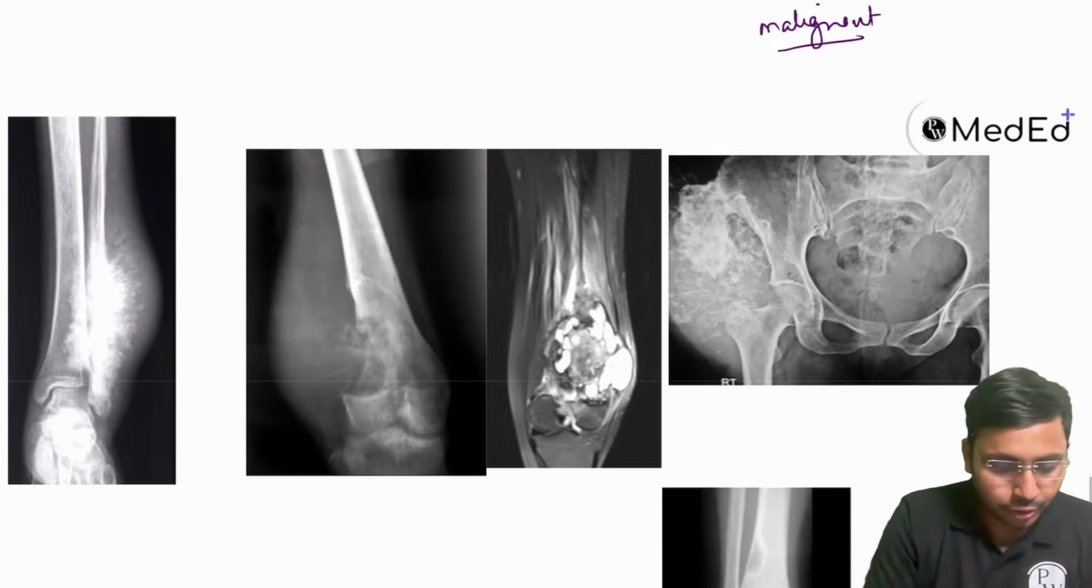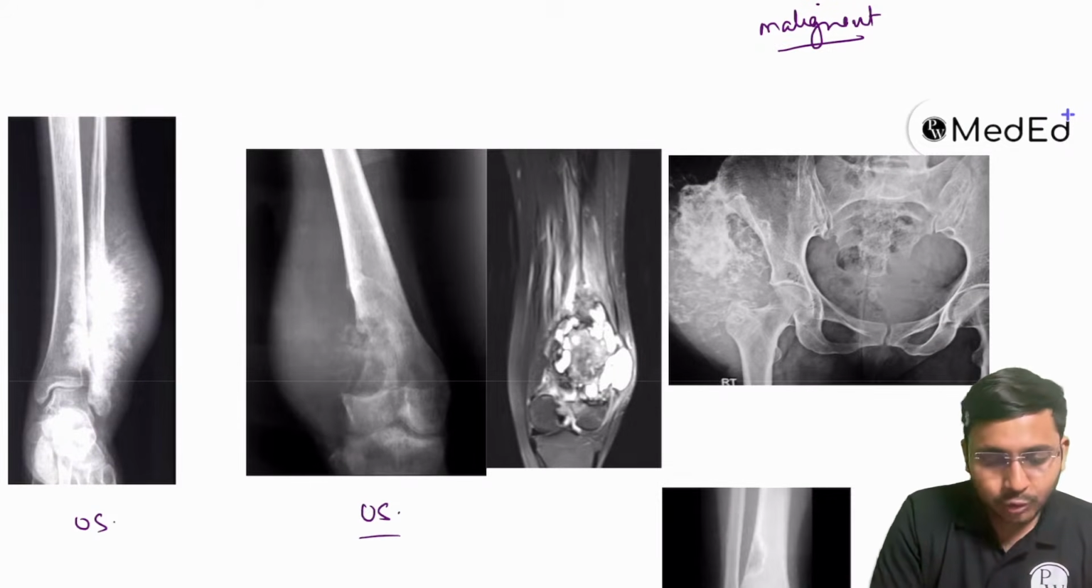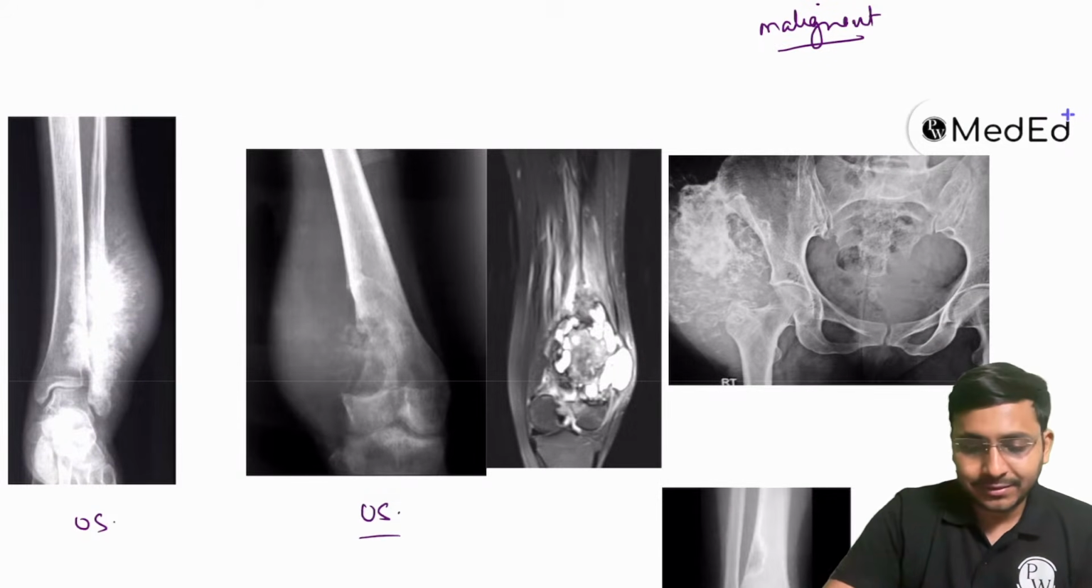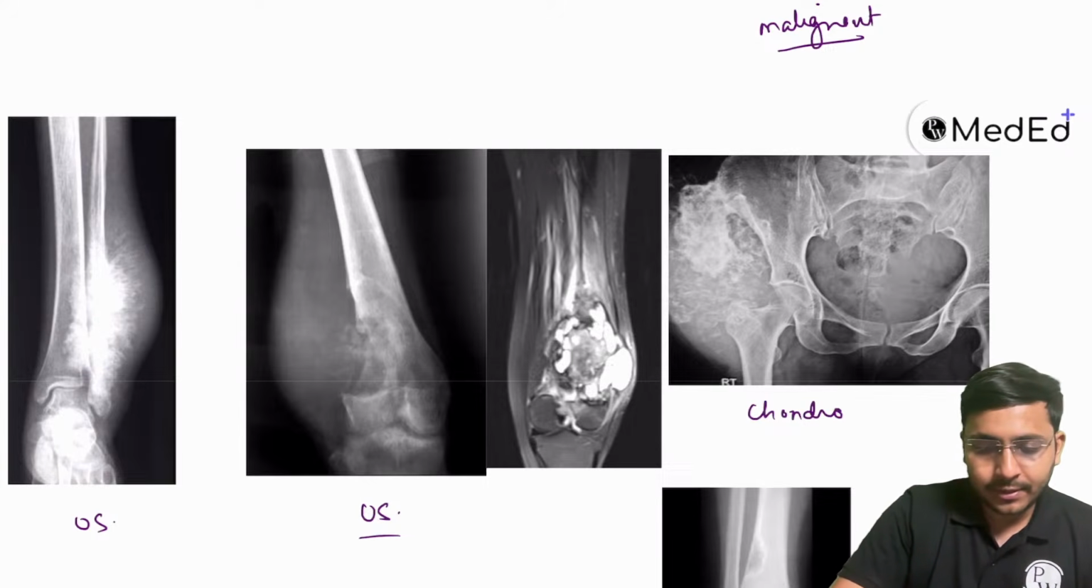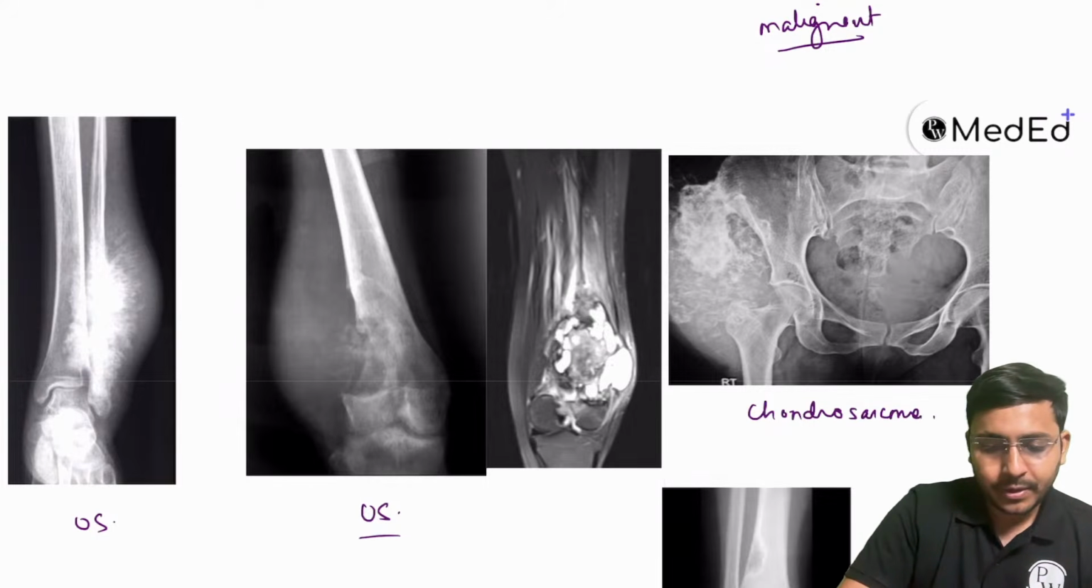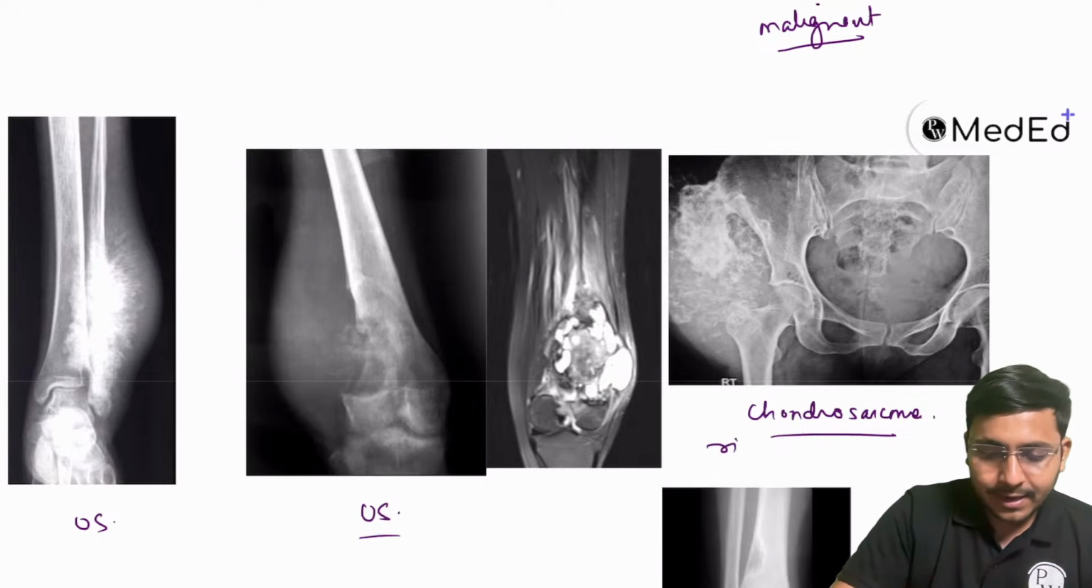So see, this is also an osteosarcoma. This is also an osteosarcoma. This is how a chondrosarcoma looks. You see this ring and arc calcifications.